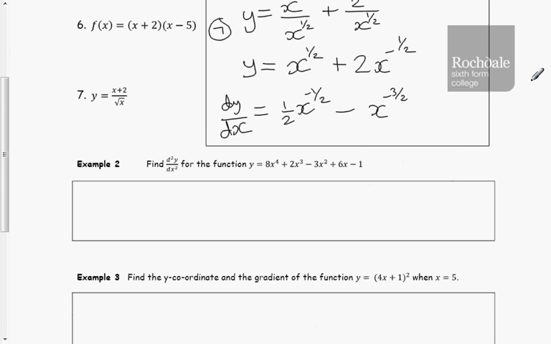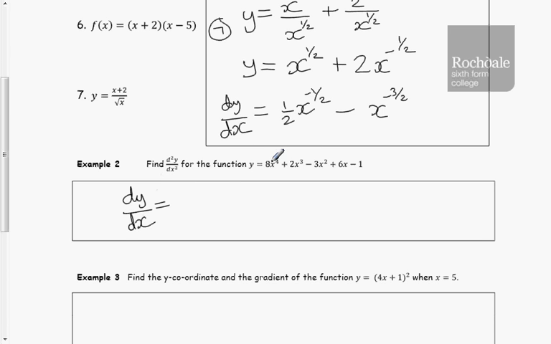C1 differentiation example 2. We have a function y equals 8x to the 4 plus 2x cubed, take 3x squared plus 6x minus 1, that equals y, and we need to find the second derivative, d2y by dx squared. So I'm going to differentiate once, first of all, and if I differentiate y, I get dy by dx.